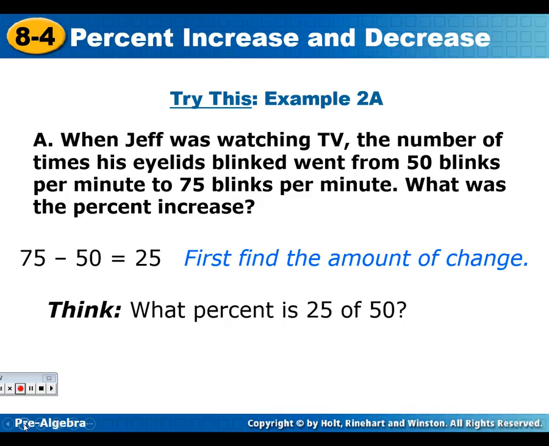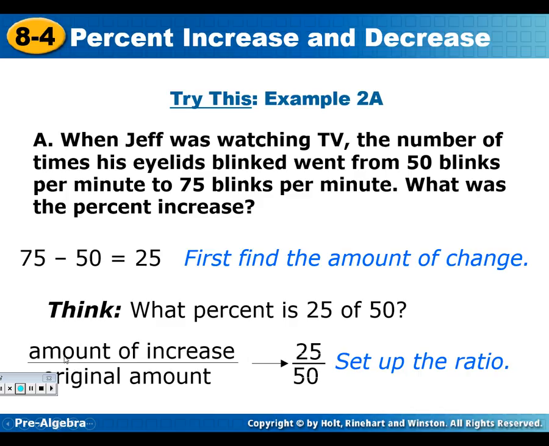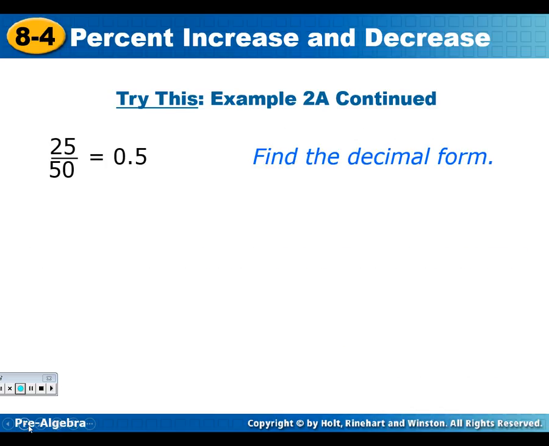I am now asking, what percent is 25 of 50? So again, we're putting what the change was over the original, and in this case, the original was 50. We just go ahead and divide, set up the ratio: amount of increase over original, we have 25 over 50, which equals a half, and obviously you know that's 50%. So the change was 50%, and that would be a 50% what? That'd be a 50% increase because we went from 50 blinks per minute to 75. So you would label that as a 50% increase.